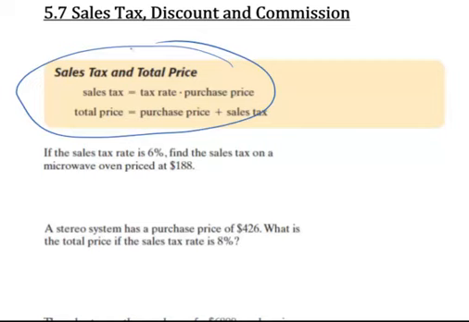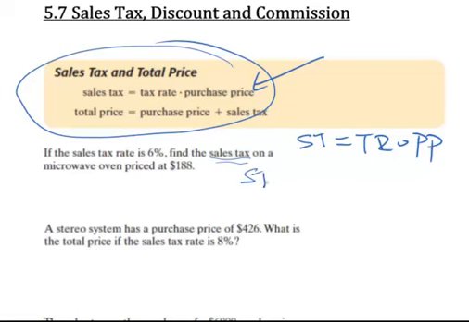So the first problem we have here says if the sales tax rate is 6%, find the sales tax on a microwave oven priced at $188. I know we're trying to find the sales tax because that's what it's telling me here. So I'm going to go ahead and use that first formula. Typically what I do is write an abbreviated version of it. So I say sales tax equals tax rate times my purchase price.